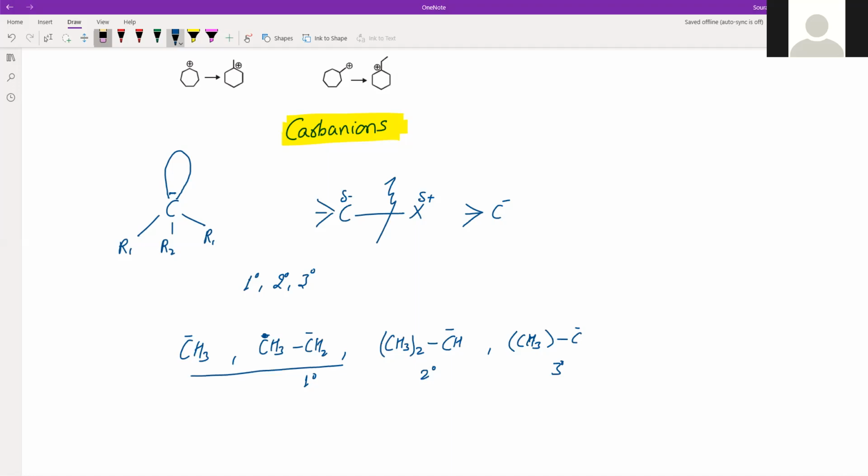Though carbanions are species with complete octet, right? Obviously, these are the species having complete octet. Even then, they are very reactive species due to the negative charge which is there on carbon. And because there is a negative charge on carbon, they will also behave as Lewis base or acid. The species with negative charge or more electrons are Lewis acid or Lewis base.